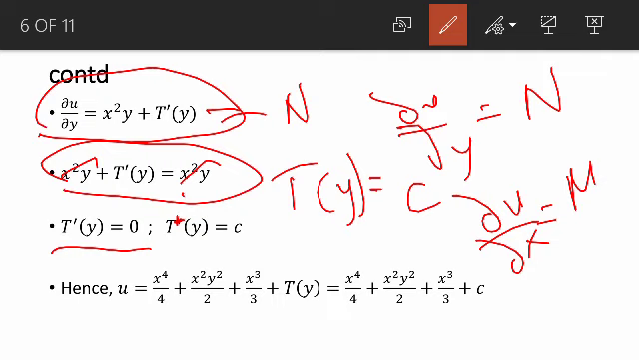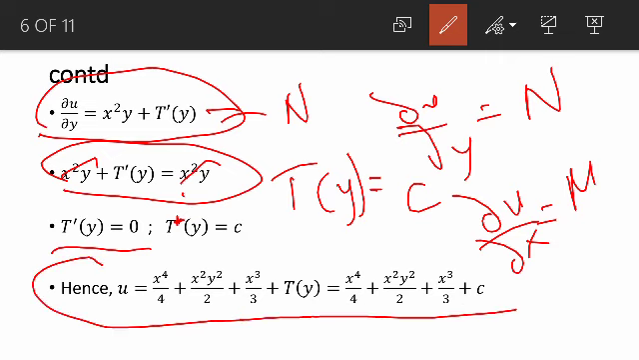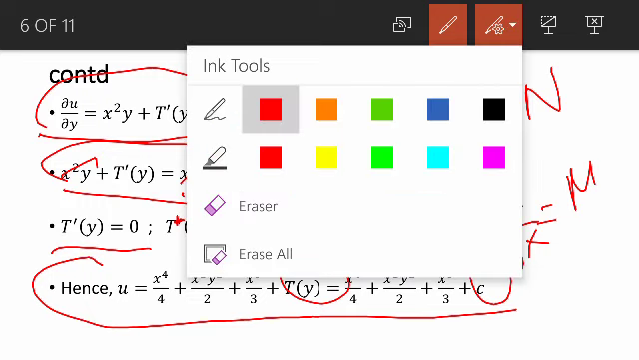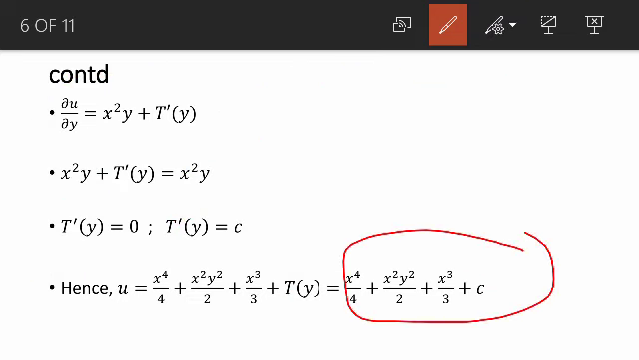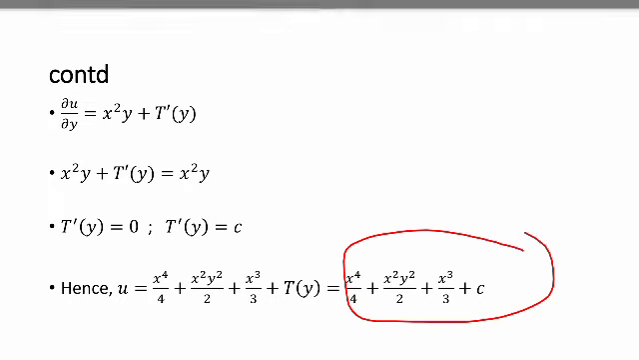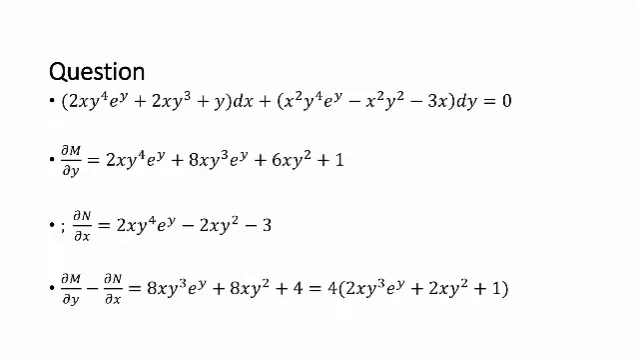So it means that the solution now to our equation, you have your u equal to x raised to power 4 over 4 plus x squared y squared over 2 plus x cubed over 3 plus t(y). We just replace t(y) now with our constant c, and that gives us the final answer of this very question. I want to believe that this is clear. Now let's see another example here.